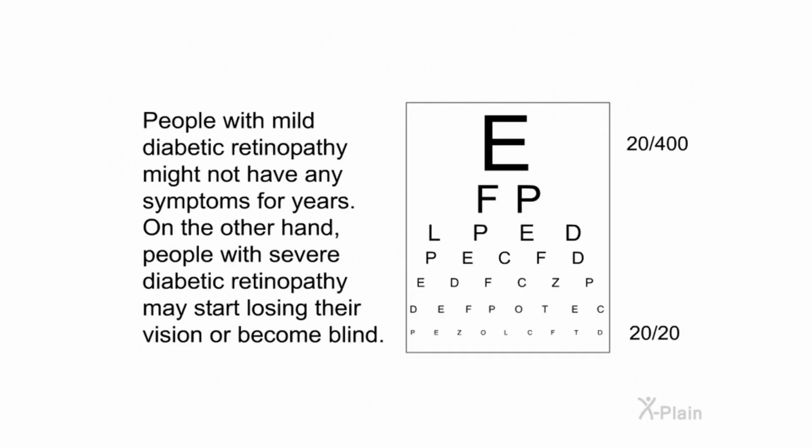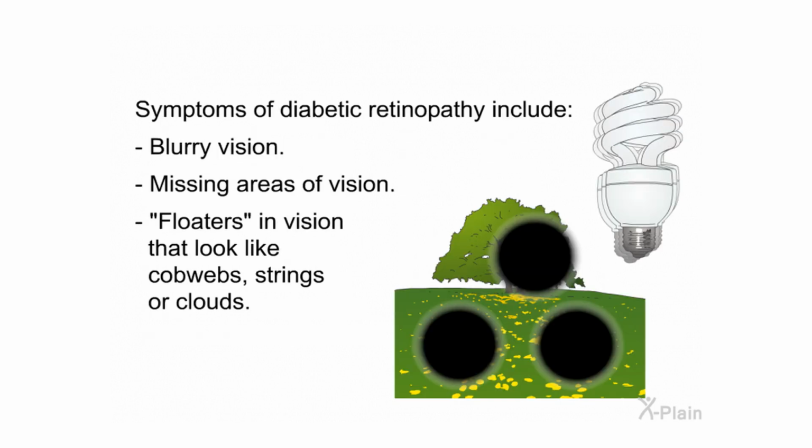People with mild diabetic retinopathy might not have any symptoms for years. On the other hand, people with severe diabetic retinopathy may start losing their vision or become blind. Symptoms of diabetic retinopathy include blurry vision, missing areas of vision, floaters in vision that look like cobwebs, strings, or clouds.